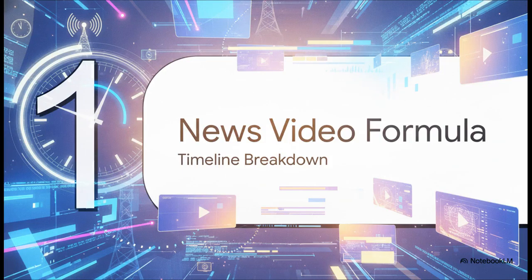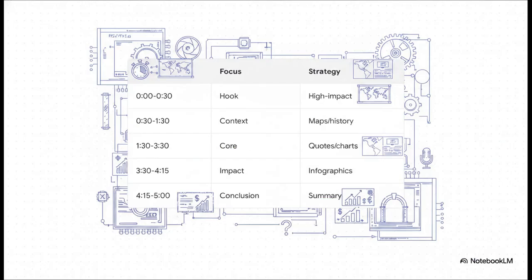All right, Section 1, the news video formula, and specifically the timeline breakdown. Now, this is where the magic actually happens. Before you even think about typing a single word of a script or gathering any footage, you have to nail down the chronology. Notice how meticulously this master structure is segmented. A standard news segment runs exactly 4 to 5 minutes, and that time is absolutely not left to chance.